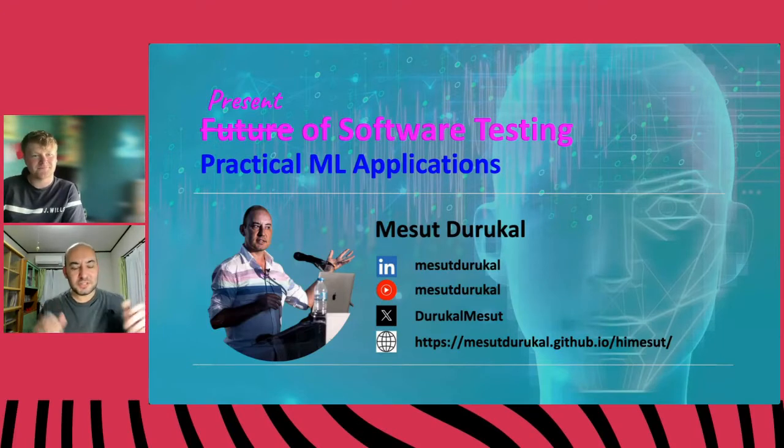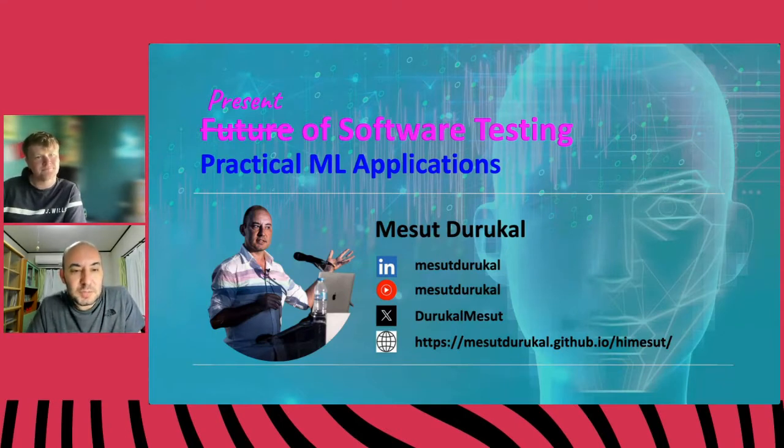So again, let me briefly introduce myself. My name is Mesut Durukal, and I'm a software assurance, quality assurance automation engineer. So I'm basically doing the test automation. And today, of course, we will talk about test automation, but from a different perspective, like using machine learning in software testing. Because in software testing, we have several stages.